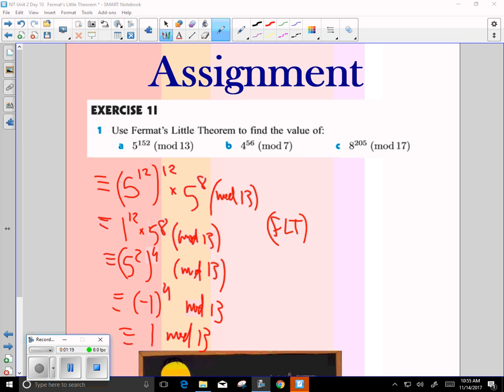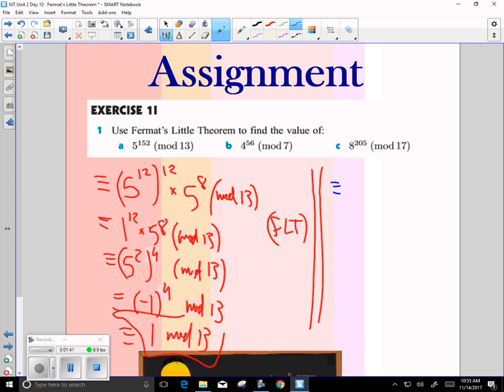Who got 1 mod 13? We okay with that? Or are you using it for a calculator? Oh, okay. You can use it for a calculator. Okay, so then next one, let's do this one.